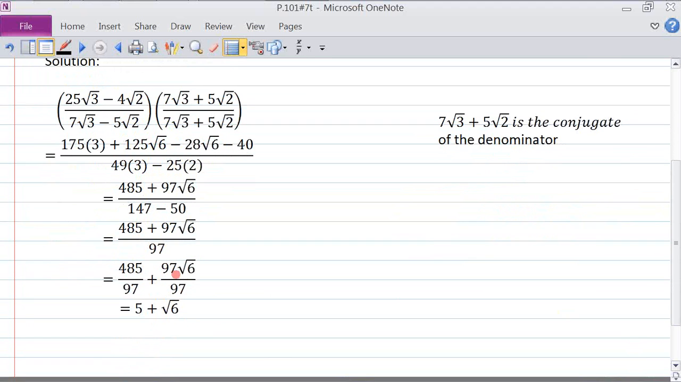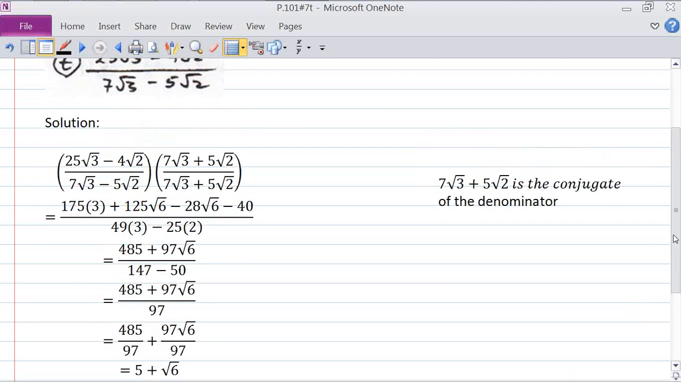So now I can break this up into 485 over 97. And I can break the 97 root 6 over 97 into this part here. 97 goes into 485 5 times. The 97 cancels here, and I'm left with 5 square root of 6.